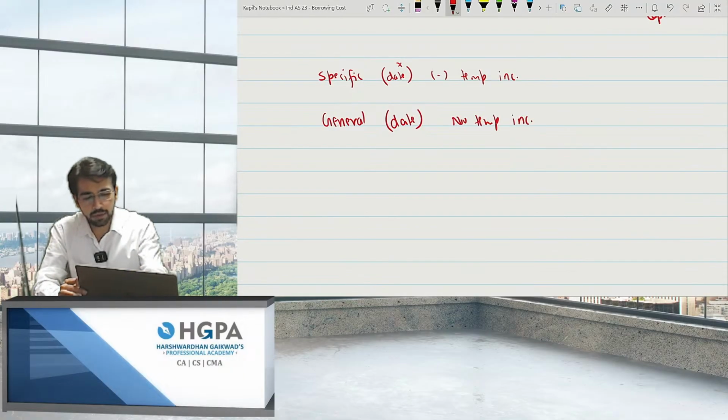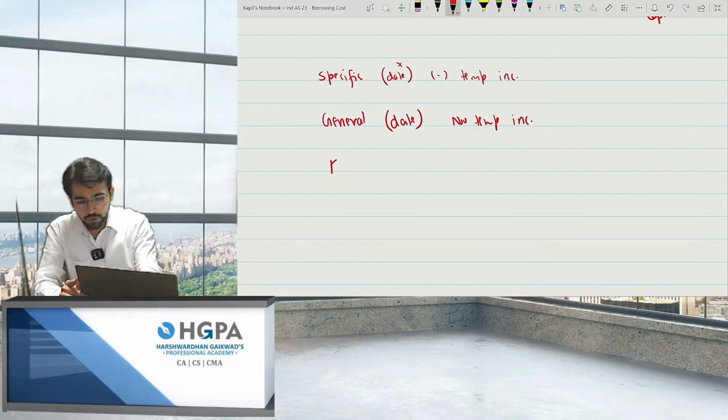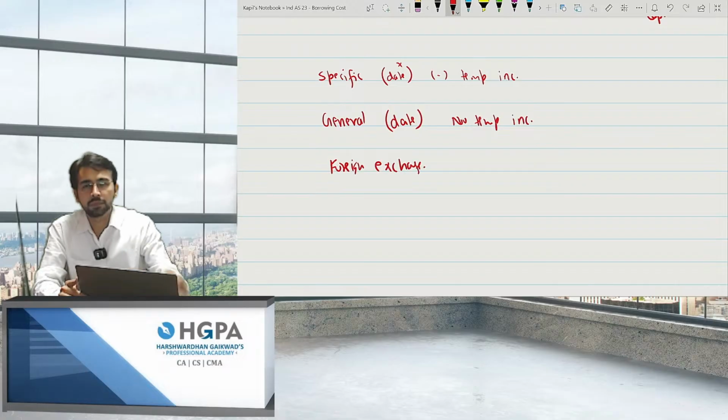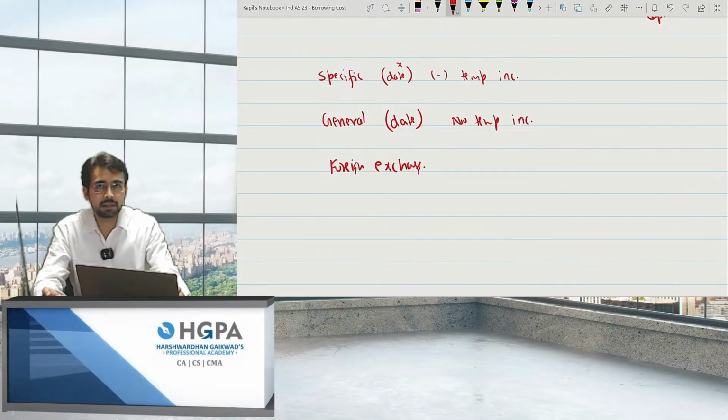No temporary income. Third point was on foreign exchange. I explained to you the concept of foreign exchange. The loan is taken in foreign currency, so we need to convert, we need to pay interest, and exchange loss can also be capitalized. Also, in the second year, what to do, I have explained that.